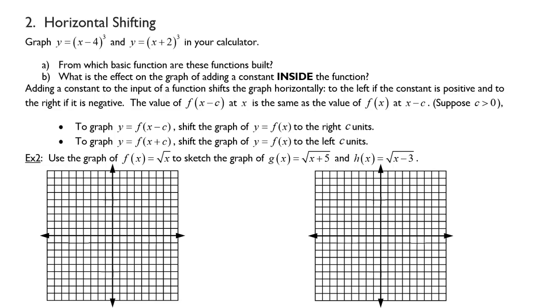If we graph y equals the quantity x minus 4 cubed and y equals the quantity x plus 2 cubed in your calculator, you will see some interesting comparisons. A, from which basic function are these functions built? B, what's the effect on the graph of adding a constant inside the function?